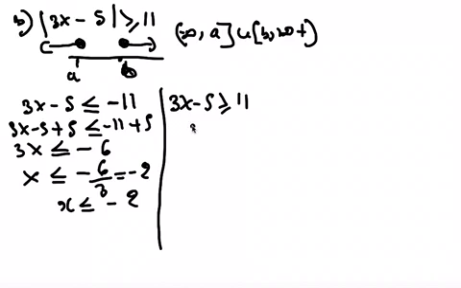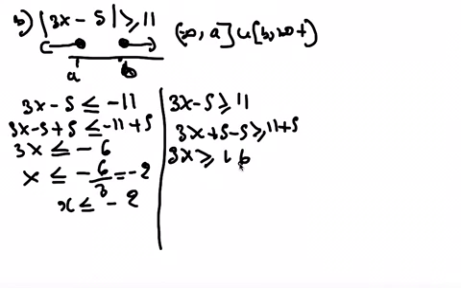Let's solve the second part. 3x - 5, you do the same thing, you follow the same steps. We're looking for x. Let's isolate 3x first. You add 5 on both sides: 3x - 5 + 5 ≥ 11 + 5. This will be 0, so 3x ≥ 11 + 5, that will be 16. You divide both sides by 3, and you will have x ≥ 16 divided by 3.